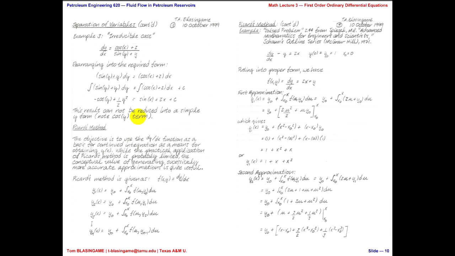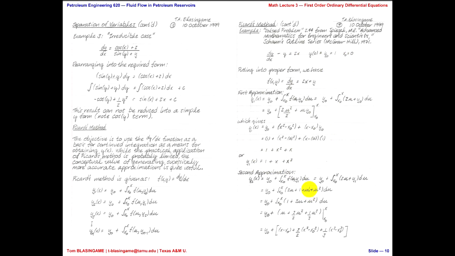So in Picard's method, you define the derivative as a function f of x and y. Then you have to integrate from some reference x to an actual x, right? The reference x is no other than the boundary condition or the initial condition or some restriction that you may have. Doing so, you get the first approximation of this method.